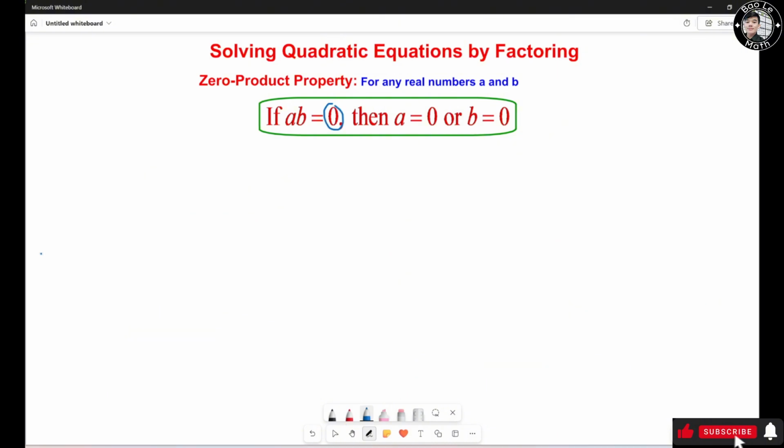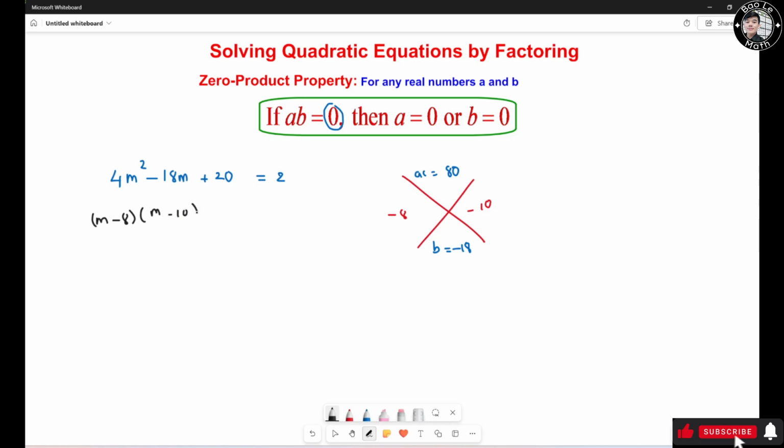Now lastly, I just want to show you the common mistakes students mostly make. For example, we need to solve the quadratic equation 4m squared minus 18m plus 20 equal to 2. They are going to factor the left hand side. So AC is 4 times 20, which is 80, and b equals negative 18. They find two numbers, negative 8 and negative 10, because negative 8 times negative 10 equals 80 and they add up to negative 18. So this turns out to be m minus 8 times m minus 10.